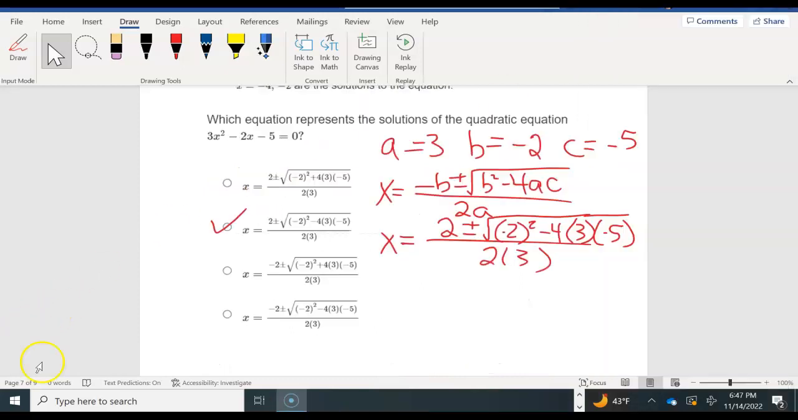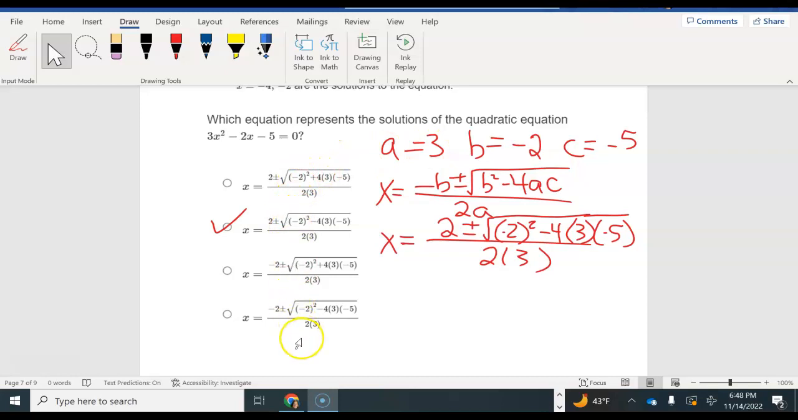That's your two x-intercepts. All right, the next one says which equation represents the solution of the quadratic equation 3x squared minus 2x minus 5. So A, B, and C, we're going to set this up to do the quadratic formula. So A is 3, B is -2, C is -5. The quadratic formula, x equals -b plus or minus the square root of b squared minus 4ac over 2a. So -b, -2 would be 2, plus or minus the square root of b, -2 squared, minus 4 times 3 times -5 over 2 times 3.